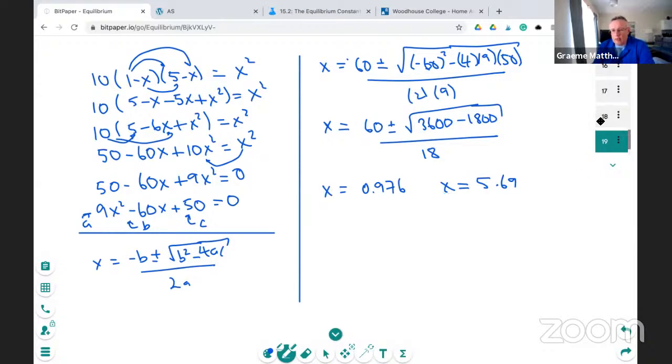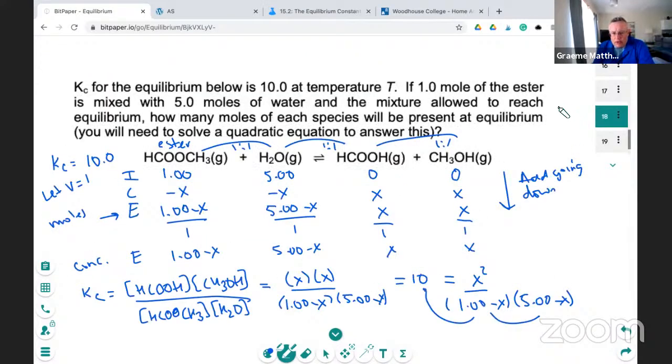Well, come back to the actual expression, chemists, right here. Look at this one. It's 1 minus x. And so you can't have negative values of your moles. And so x has to be less than 1, doesn't it? Because if x was 5.69, this would be negative 4.69. That doesn't make any sense, a negative number of moles.